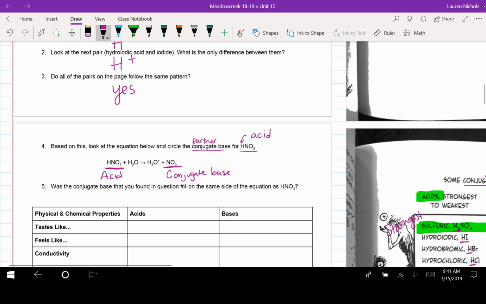And then number 5 says, was the conjugate base that you found in question number 4 on the same side of the equation? And the answer is no, it is a product, right? If we remember, anything on the right side of the arrow is a product, and anything on the left side of the arrow is a reactant. So they're written on opposite sides, and that's because a chemical reaction has to happen. You have to get rid of a proton or a hydrogen. That has to move somewhere, and so that is going to be a chemical reaction.